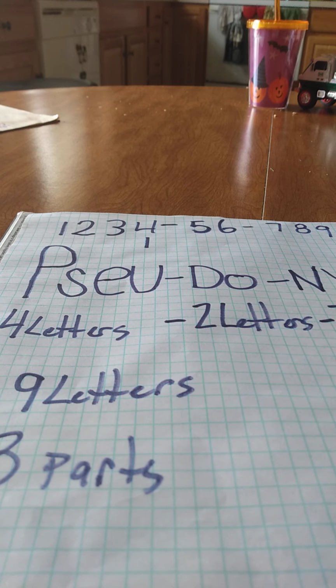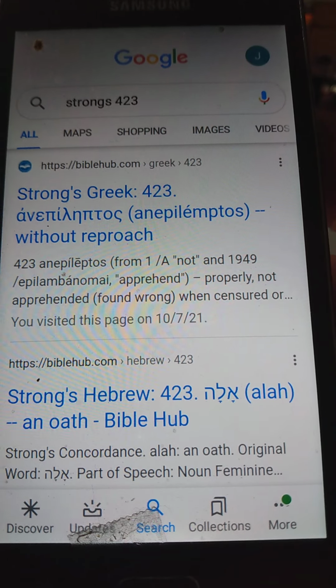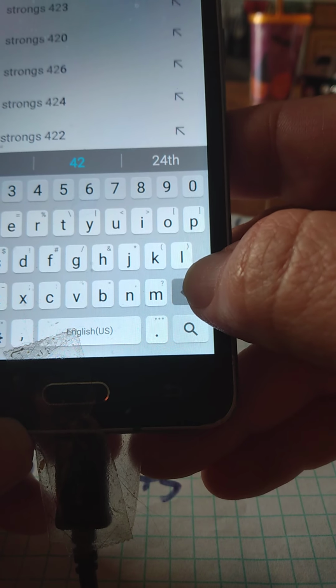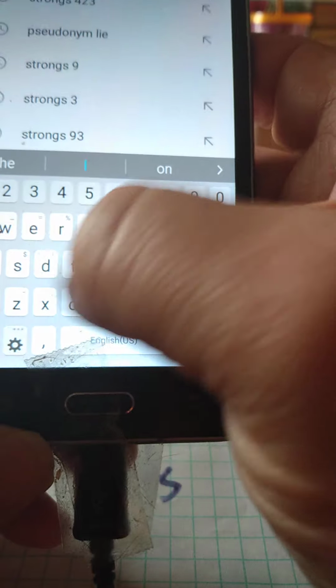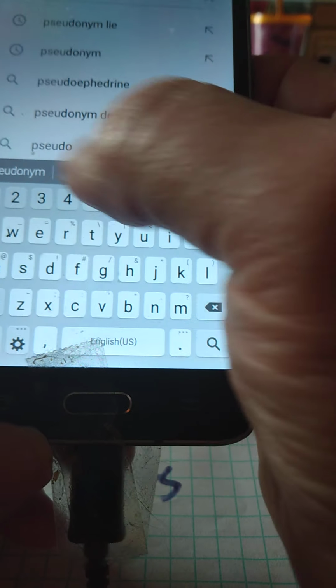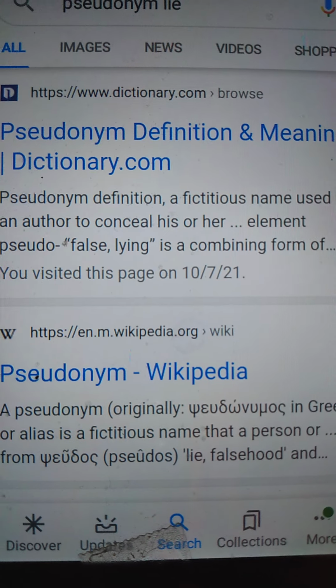We'll look at Strong's 423. Hang on with me as I find it. This phone dies on me at times. So, all right. The word is pseudonym, which actually I should probably go to that first, right, folks? We should probably look at that first. Yeah, let's go look at that first. We'll go look at the word actually first. Pseudonym. We'll actually look at the word first.